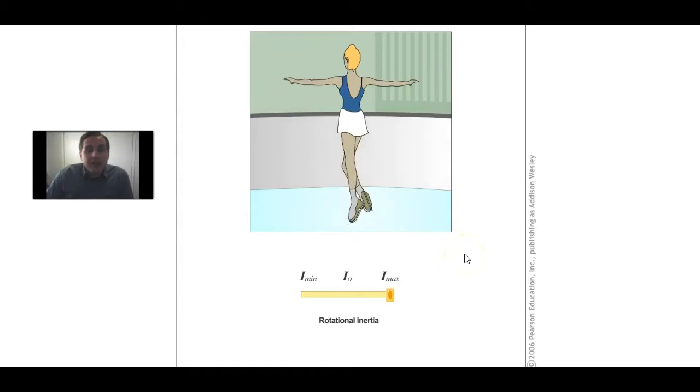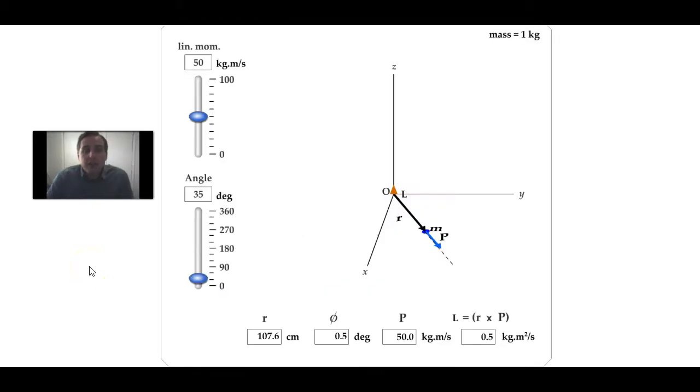Let's look at this in a slightly more mathematical way. So what I have here is a way to depict angular momentum. Notice that this is very similar to the mathematics of torque, except that this is not a force, this is the linear momentum. And here is the angle, and this angle will be in relationship to the position vector from the origin, and phi is the smallest angle between that position vector and the linear momentum.